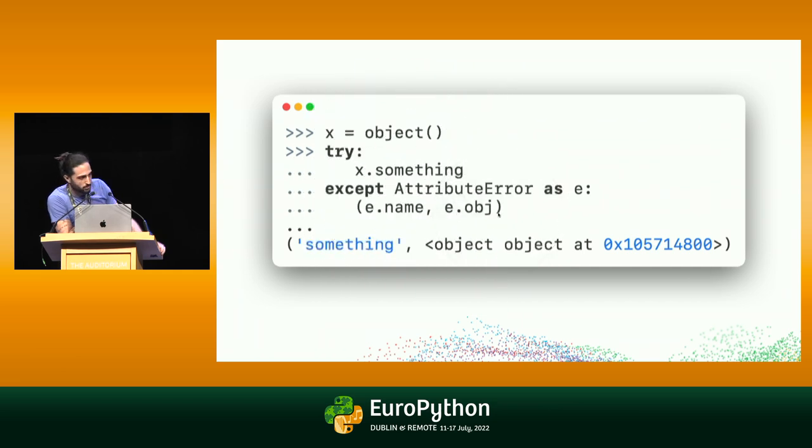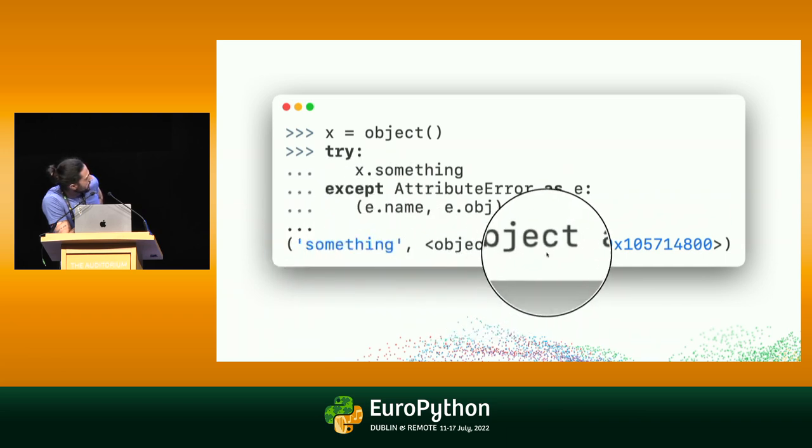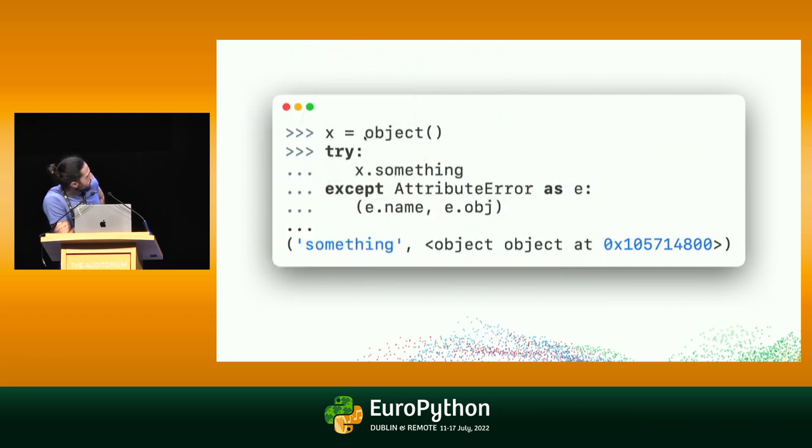Therefore, the exception itself, the attribute error, knows the name that you are trying to access and what object you were trying to access it on. So for instance, you print name and object: the name of the attribute is something here, and the object is this x over here. Okay, nice.